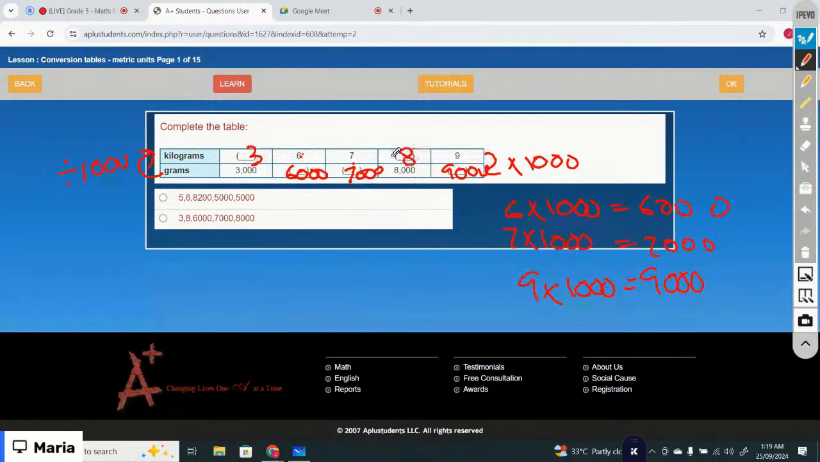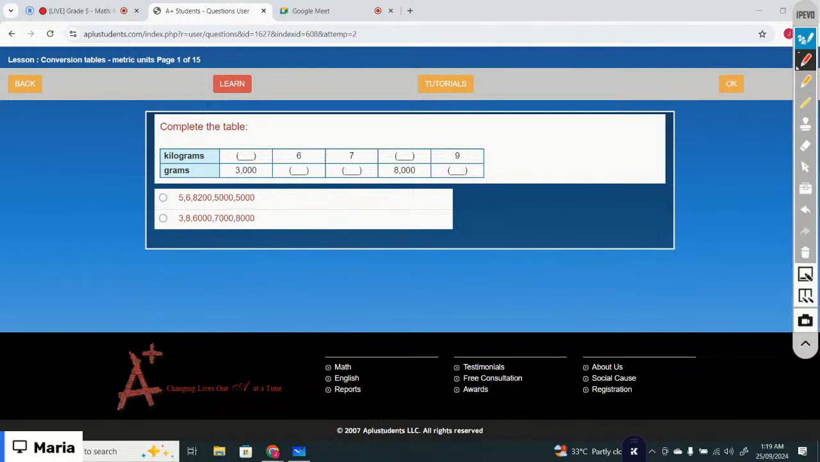Yes, option number 2 is the correct option. Very good. That is 3, 6000, 7000, and 9000. But in option number 2, you are not given 9000, right? But the correct option is option number 2.